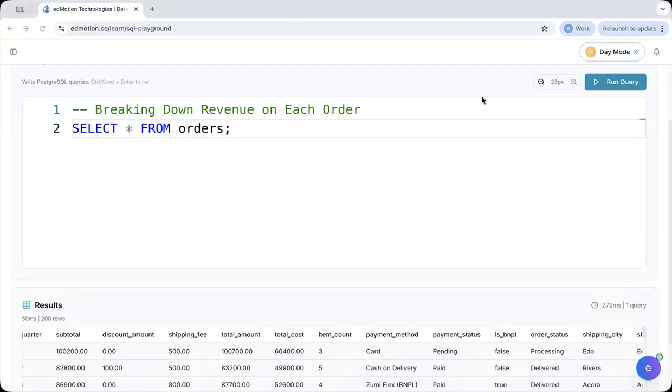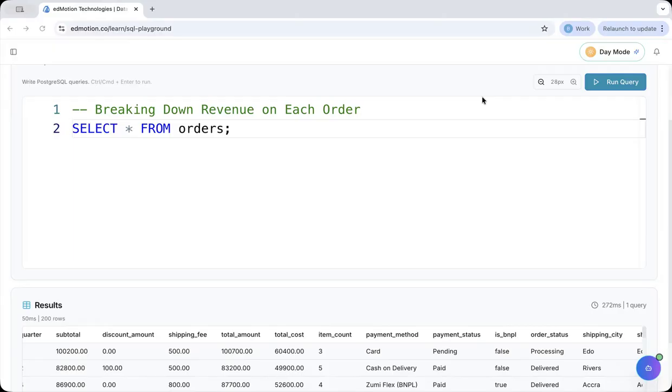All right, next one. The finance team walks over and asks, for each order, what is the actual revenue after discount? And how much of the total is just shipping? Let us think. Each order in the orders table has a subtotal, a discount amount, a shipping fee, and a total amount. So the net revenue is the subtotal minus the discounts.